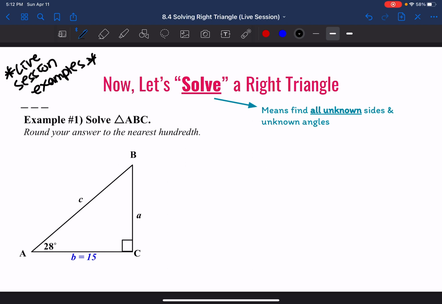So I am basically pre-recording this video, the live session example, to re-explain this topic, which is solving right triangles, because it's really difficult and complex to do. Although we know how to find a missing side and a missing angle, that's what we did last week, right? 8.3 and stuff. But whenever we have all the unknown sides and angles together, it's complex to solve.